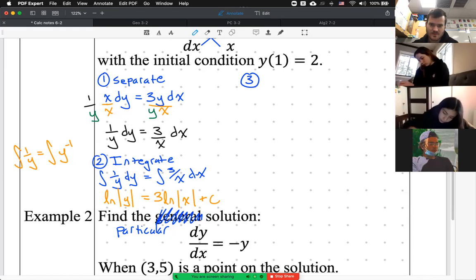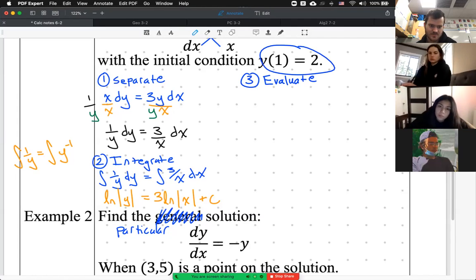Evaluate. There it is, evaluate. All right, so we have Fiona's natural log equation. How are you going to use this fact that y of 1 is equal to 2 to plug things into Fiona's equation?